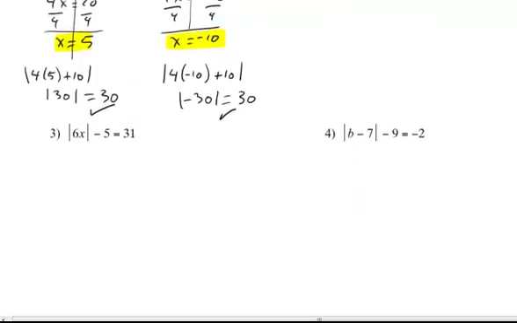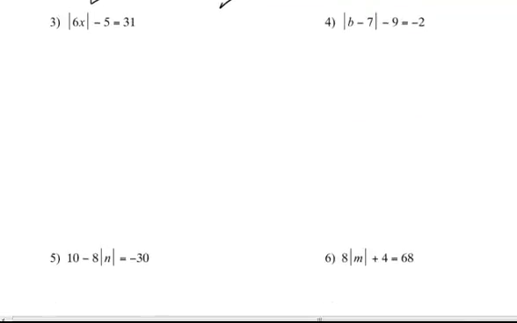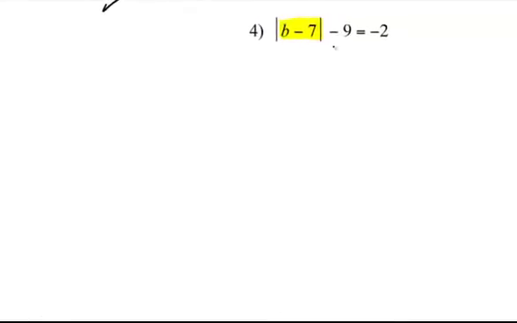Sometimes we have problems that have stuff on the outside, meaning here's my absolute value, but I have this negative 9 on the outside. If that's the case, all I have to do is solve for the absolute value first, and then do my two equations. So this is minus 9, so I'm going to add 9 to both sides.